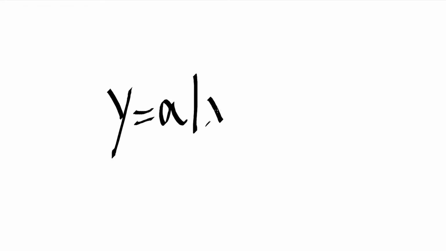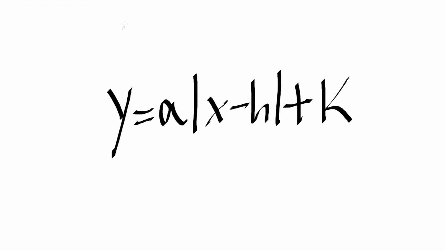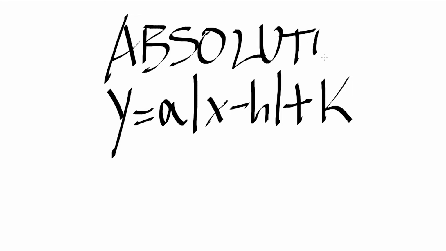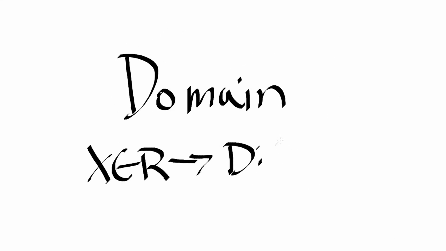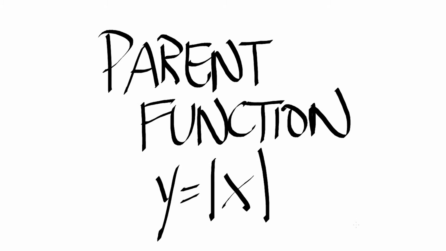Now, moving on to absolute values. The format of it is y equals a times the absolute value of x minus h, plus k. The domain of absolute values includes all real numbers. The range of the parent function is from 0 to positive infinity. The x and y intercepts for the parent function are at (0, 0).